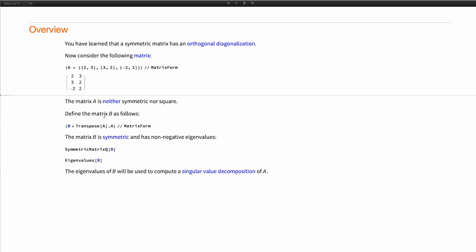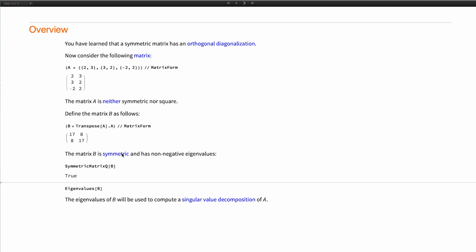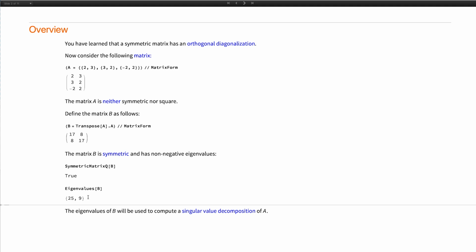And the trick is to define a matrix B, which is the transpose of A times A. And now you see that this new matrix is square and symmetric. And in fact, if we now go a step further and compute the eigenvalues of B, you see that in fact they are going to be non-negative. In this case, they are positive. Just one point you might notice that they look like perfect squares, 25 and 9. So really, we've kind of squared over here, and so we need to take a square root.